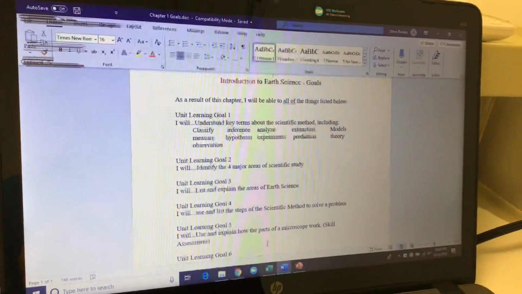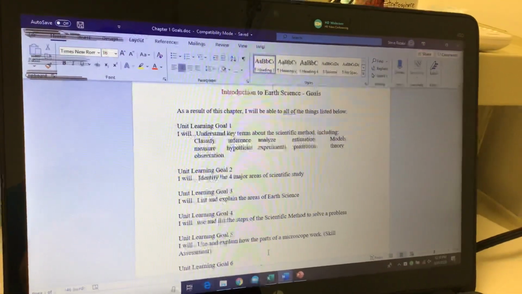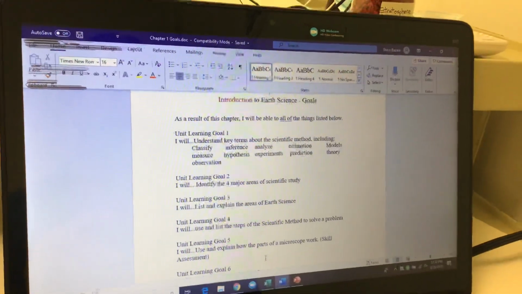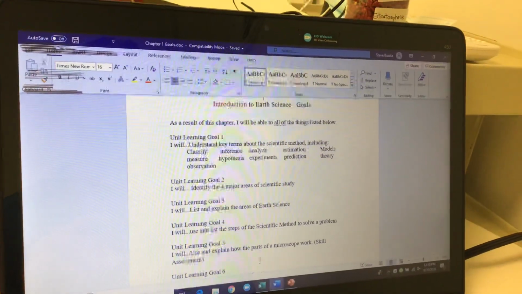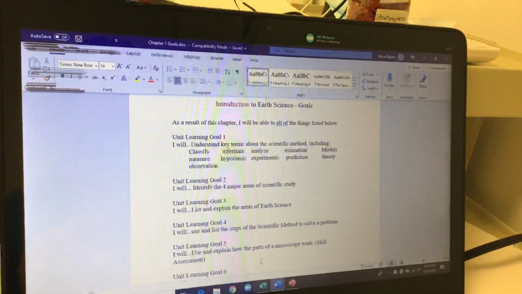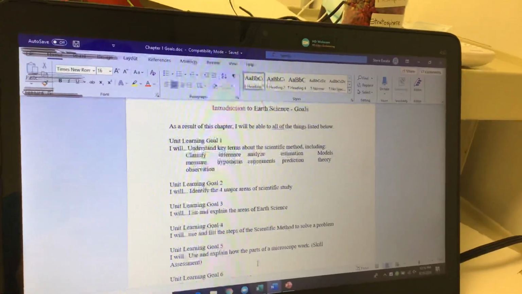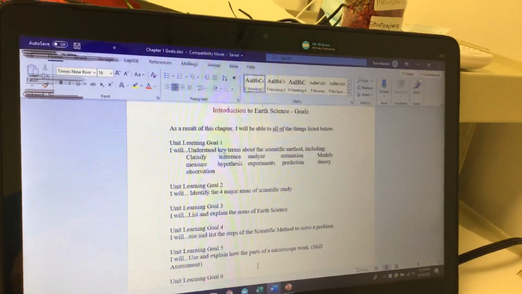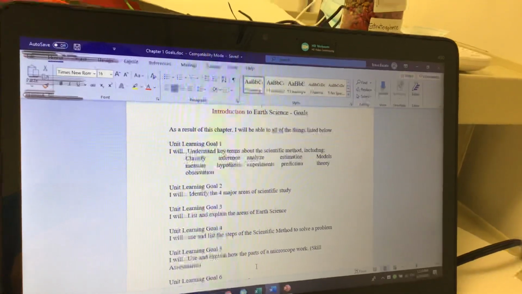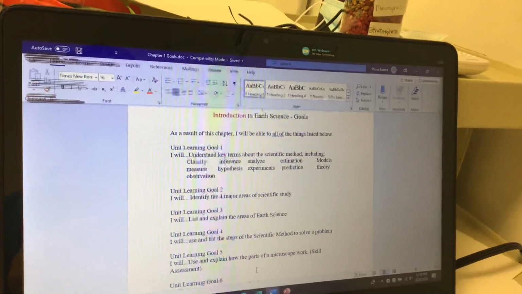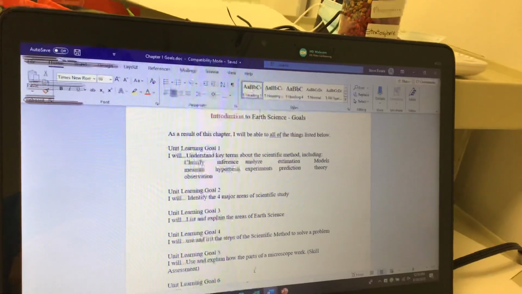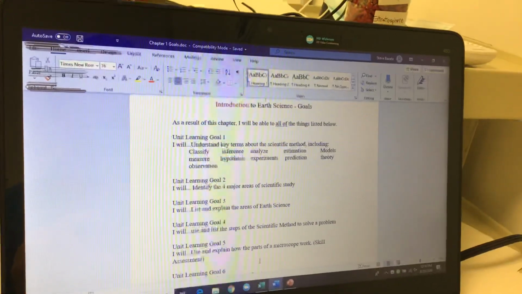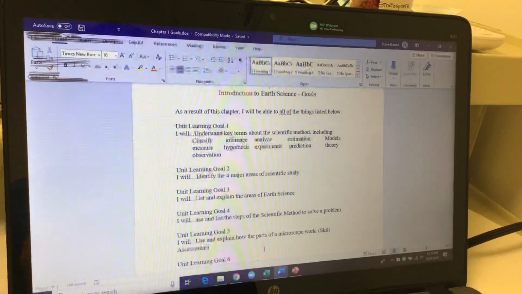Drawing an inference, we're going to use those observations to come up with an inference. Hypothesis, an educated guess. We'll go through the scientific method again like we did last year. Analyze stuff, look at it and draw some conclusions. Experiment, do some of that. Estimation, when you don't need an exact measurement, you can kind of estimate. Making a prediction. And then models and theories. So these are all things that we'll be doing this chapter.